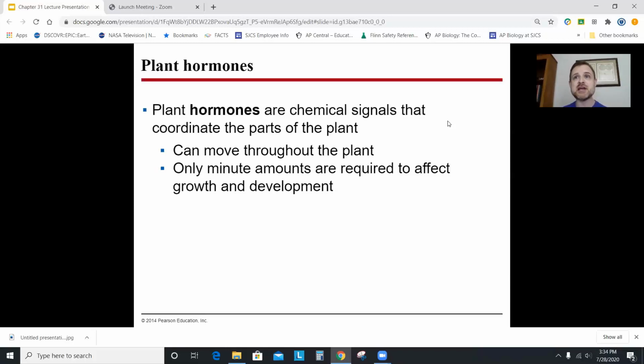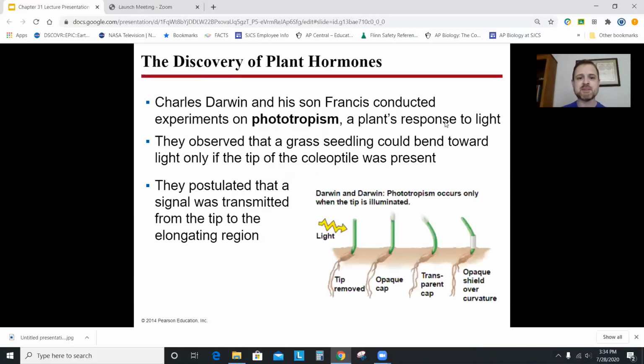In your body, for example, your adrenal glands are on your kidneys. They might produce epinephrine or adrenaline. It goes throughout your entire body. It might affect your heart rate, your blood pressure, might affect your muscles. So usually hormones are made in one place in the body or plant, and they're transported throughout the organism and have certain effects on very specific target organs. So we're going to go through a couple classic experiments.